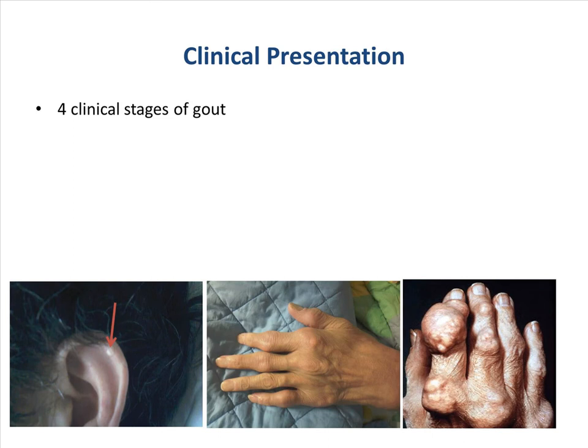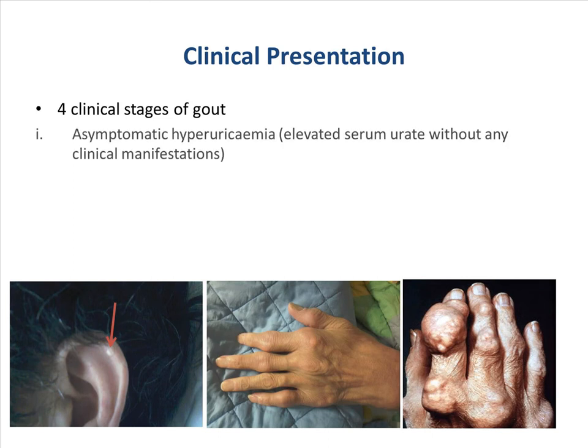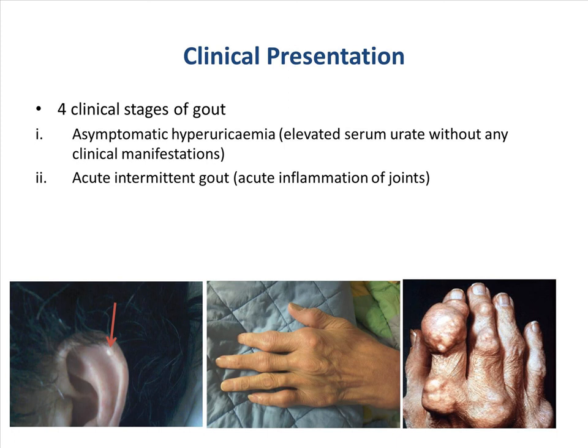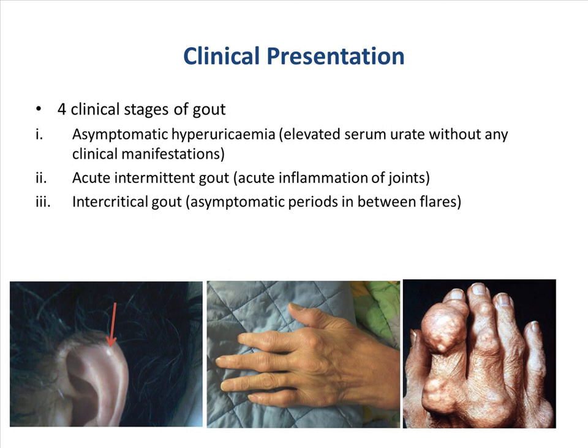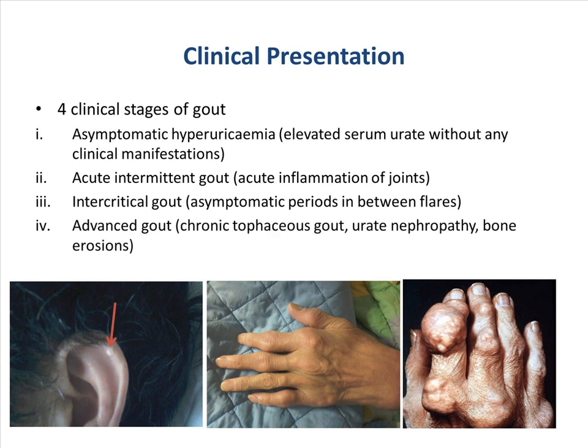There are 4 clinical stages of gout. Number 1, asymptomatic hyperuricemia with elevated serum urate without any clinical manifestations. Number 2, acute intermittent gout whereby there is acute inflammation of joints. Number 3, intercritical gout, during which the patient is asymptomatic in between flares. And finally, there is advanced gout, which may give rise to complications such as chronic tophaceous gout, urate nephropathy, and bone erosions.